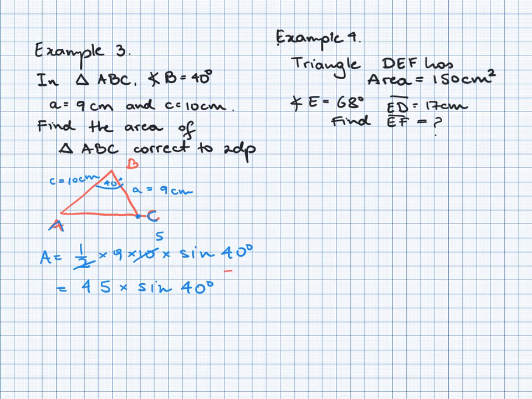Let me just calculate this. So it's 45 times sin of 40, equal to approximately 28.93 centimeters to the power of 2. Beautiful. Now, this is all nice and easy.